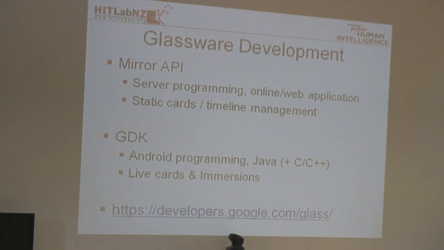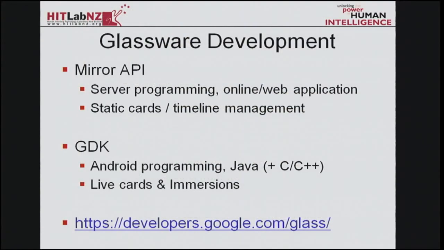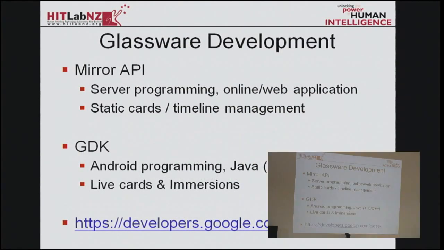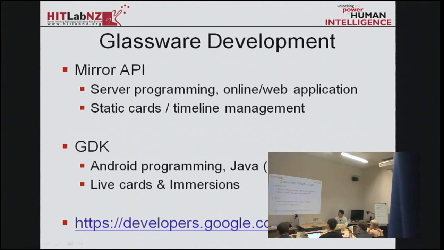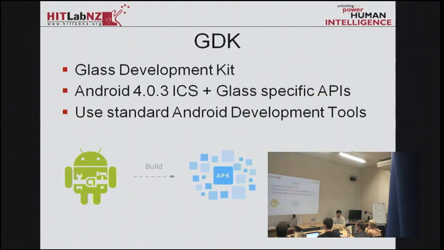And today we are going to talk about GDK, which is Glass Development Kit. It's basically another small layer on top of Android SDK. So today we're going to talk a lot about Android programming and creating native apps using Eclipse. And again, it's the same website that has official information about both of the development environments. So feel free to refer to that website as well.